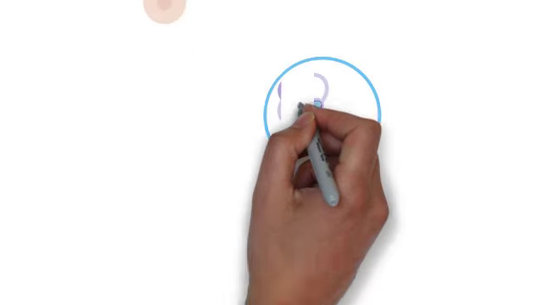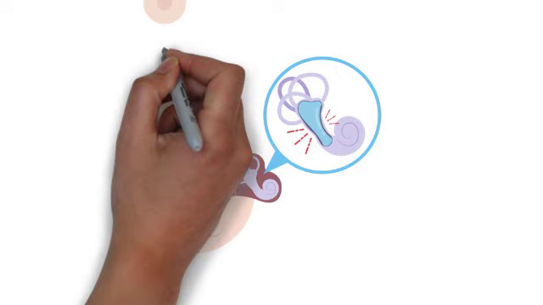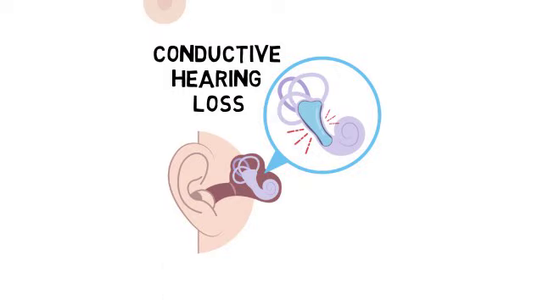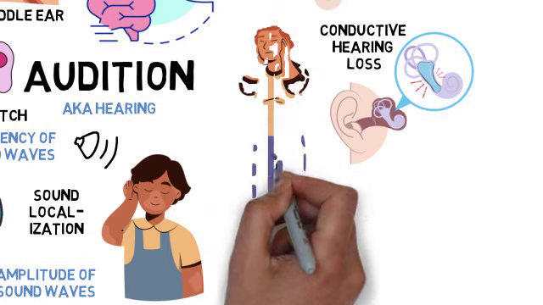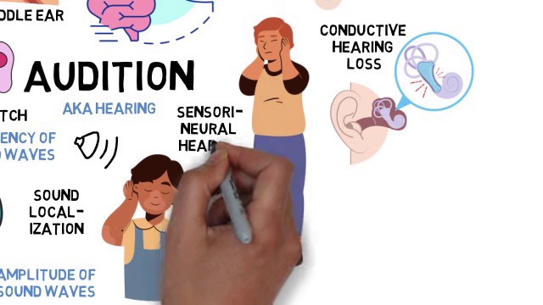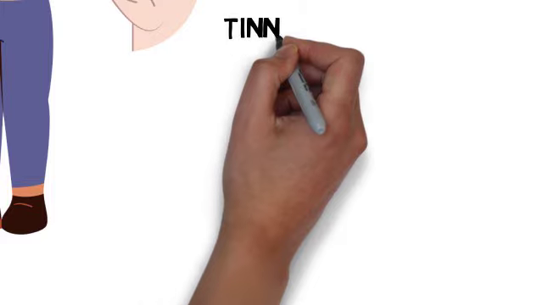When the auditory system doesn't work correctly, it can lead to hearing loss and other disorders, one of which is conductive hearing loss. This occurs when sound waves can't reach the inner ear, often due to blockages or damage to the outer or middle ear. Sensorineural hearing loss is caused by damage to the hair cells in the cochlea, or the auditory nerve, often due to aging, noise exposure, or infections.